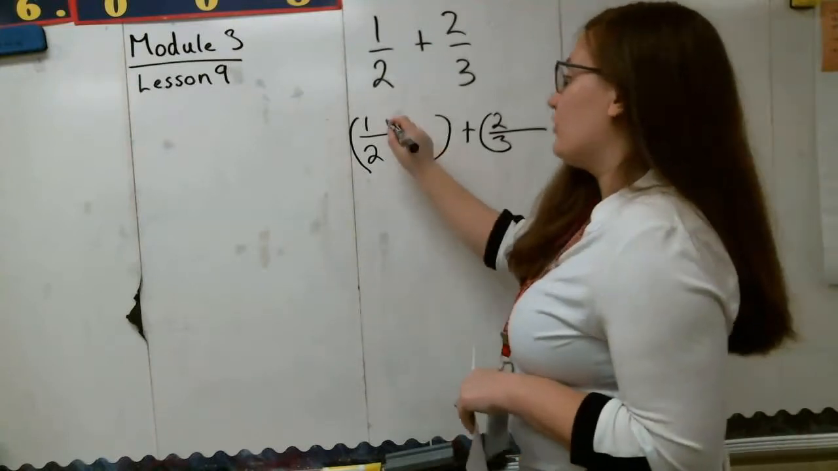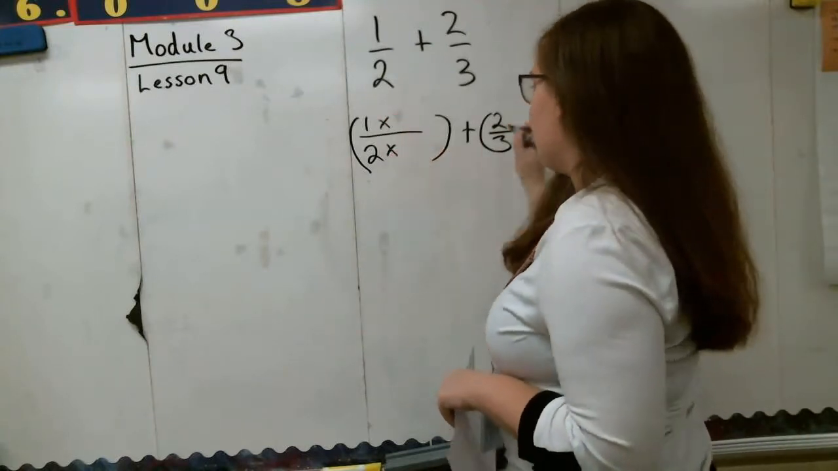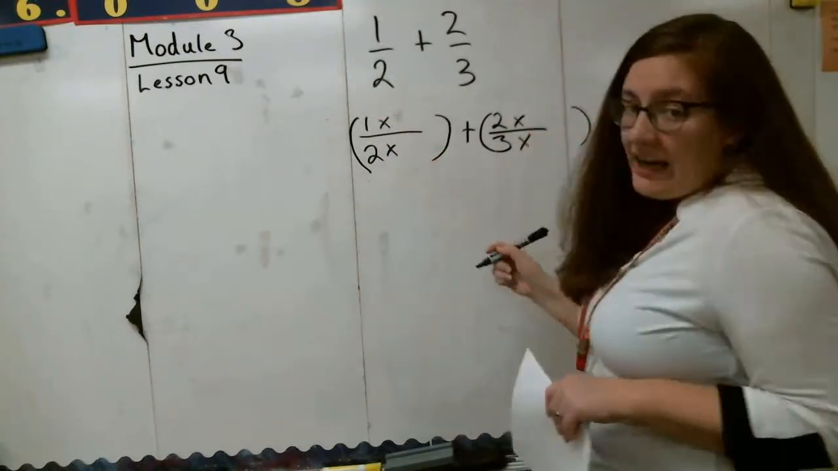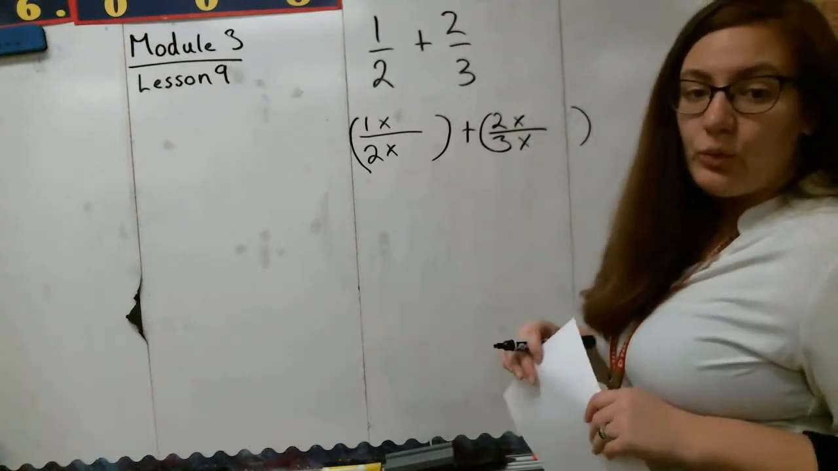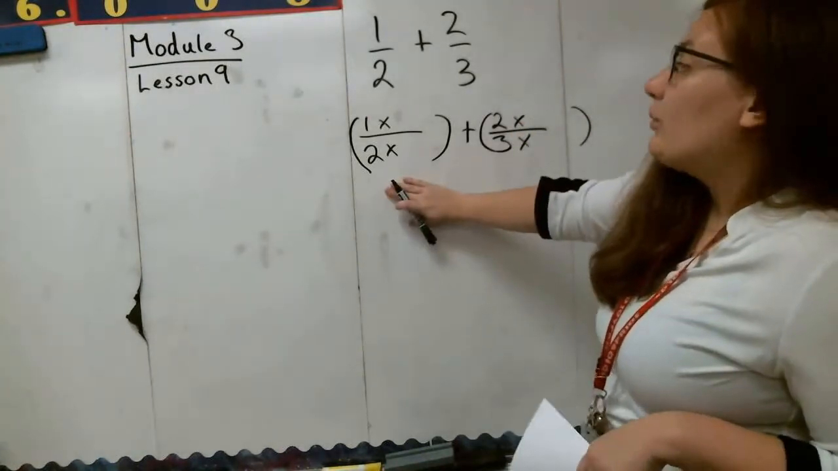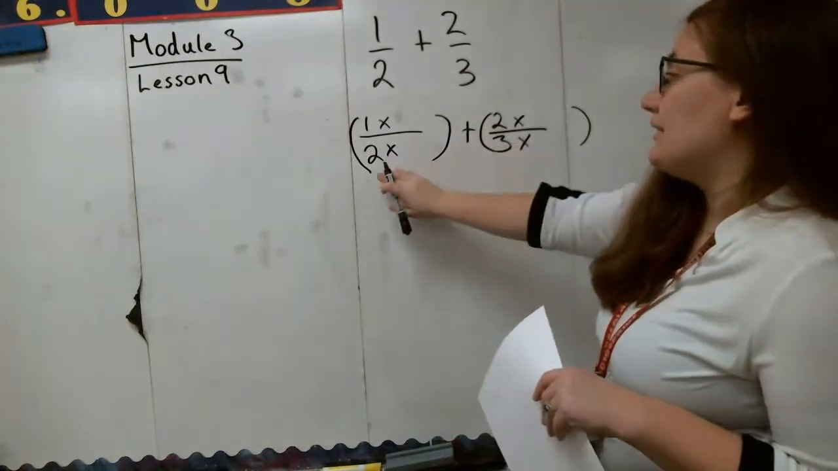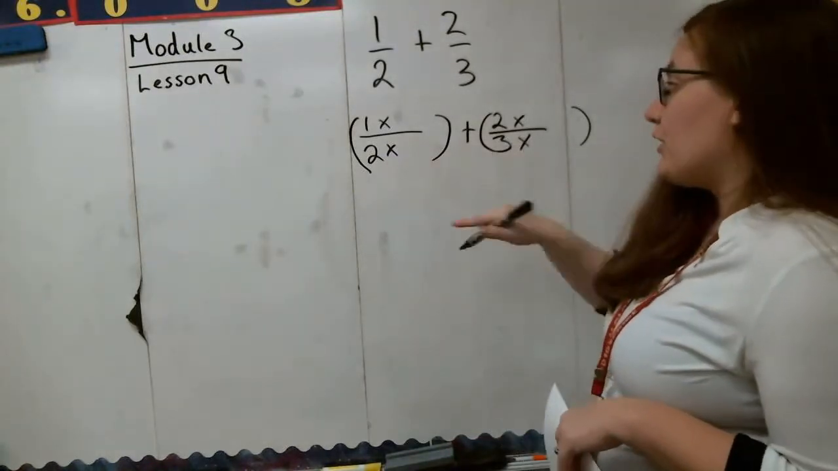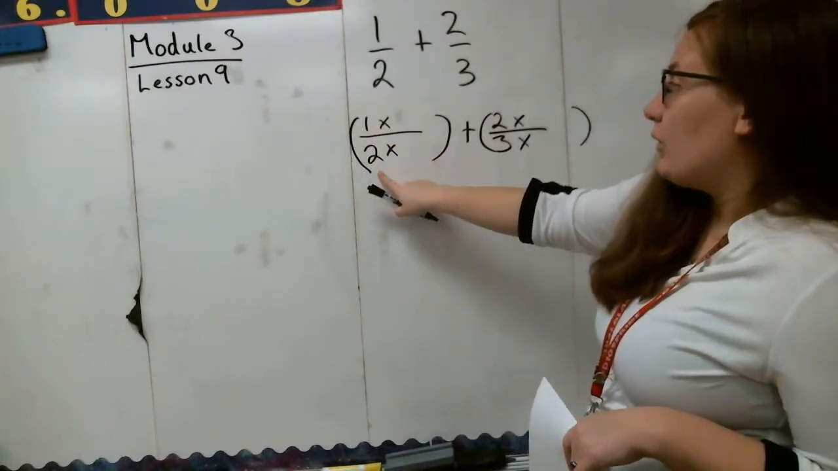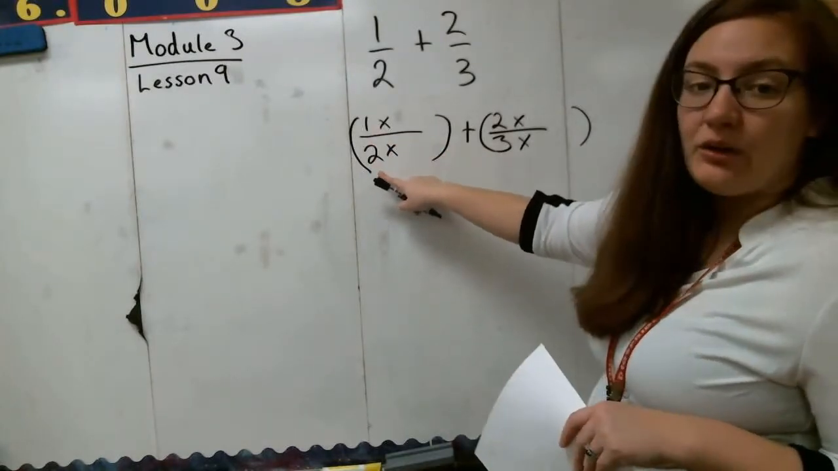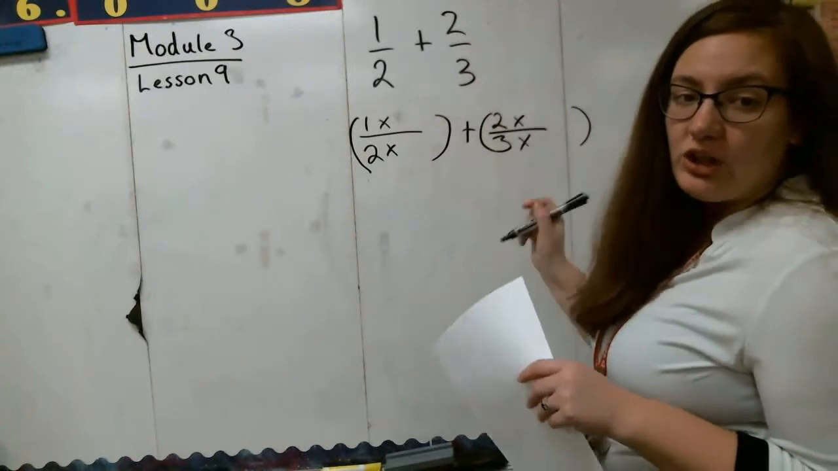Now, we're also going to put in multiplication symbols. So again, kind of a throwback to Lesson 1. And we are now going to multiply so that we have common denominators. So I have 1/2, and I'm trying to make it equivalent to whatever 2/3 is going to become.